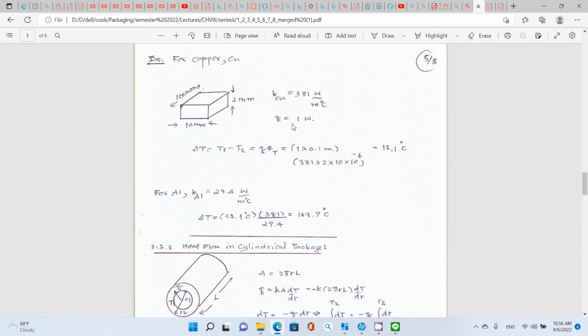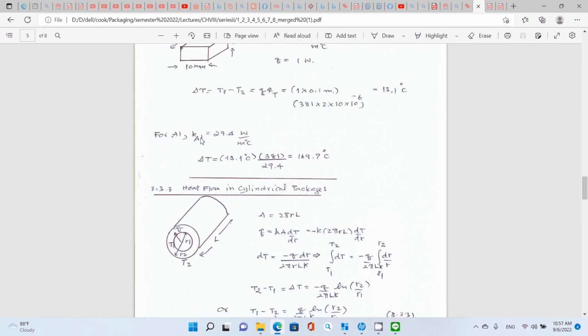We have the heat flowing for 1 watt, or you want to transfer 1 watt of heat. And you can work this one out. Q equal to 1, and L 100 millimeters, that's 0.1 meter, divided by K, that's 381, and cross-section area, that's 2 by 10, and you convert to meter, so you multiply by 10 to the negative 6. That gives you delta T equal to 13.1 degrees Celsius.